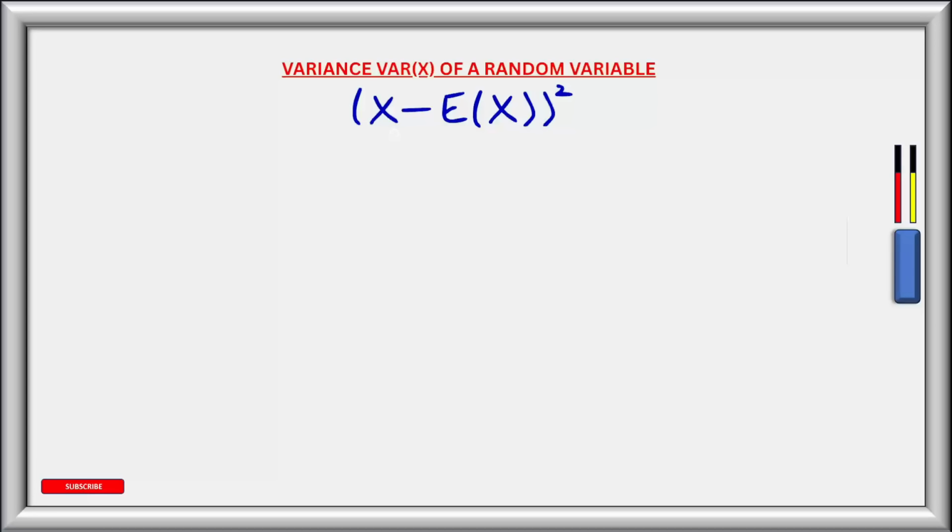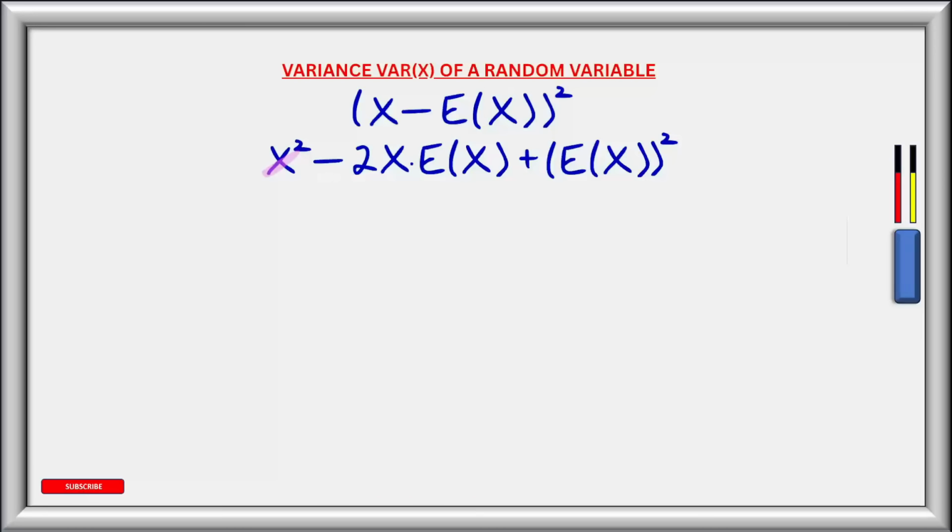Let's start with a core definition. Variance is the expected value of (X minus the expected value of X) all squared. So first, let's expand the quadratic inside the expectation. And this gives X squared minus 2X multiplied by the expected value of X plus the square of the expected value of X. Next, using the linearity of expectation, we can apply expectation to each term individually.